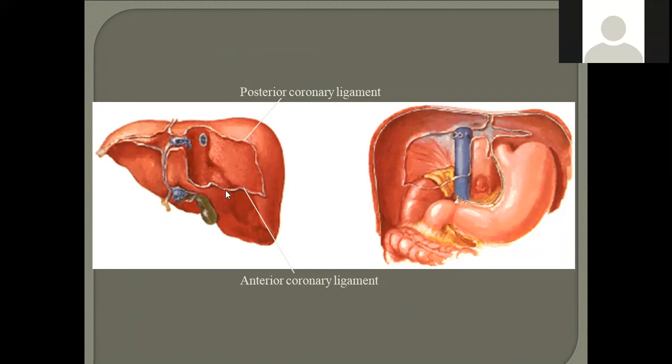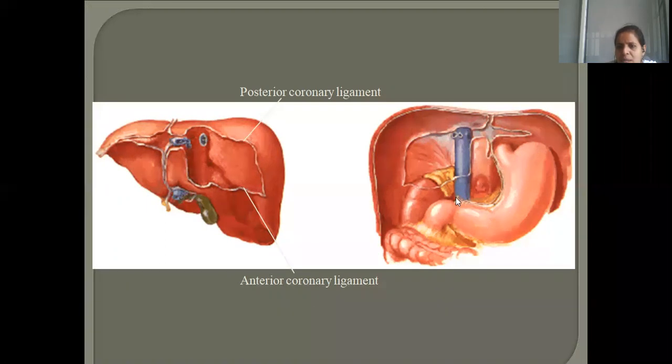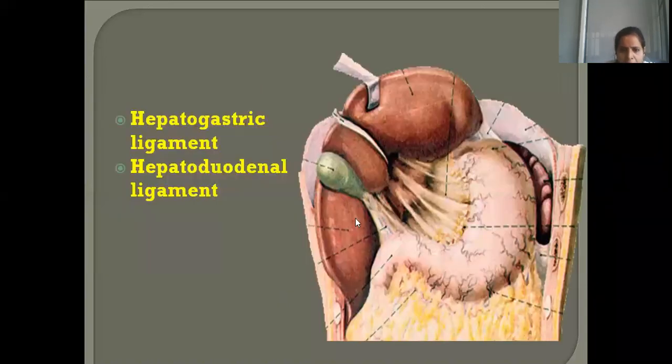Is it clear, beta? You are understanding this picture? From the porta hepatis region, the lesser omentum is removed. From here you will see there is an extension of peritoneum. From the porta hepatis to the lesser curvature, you will have the lesser omentum. Okay. I told you these two thickenings yesterday also.